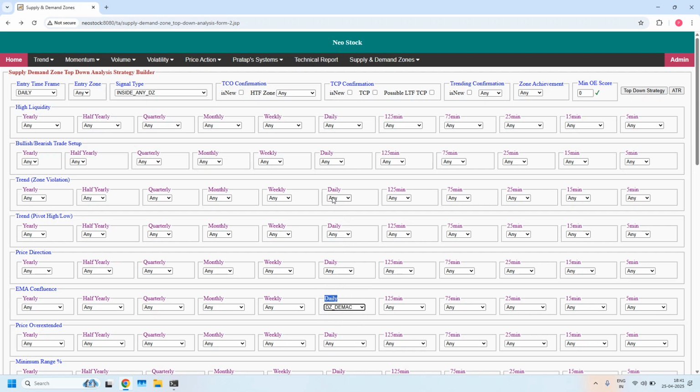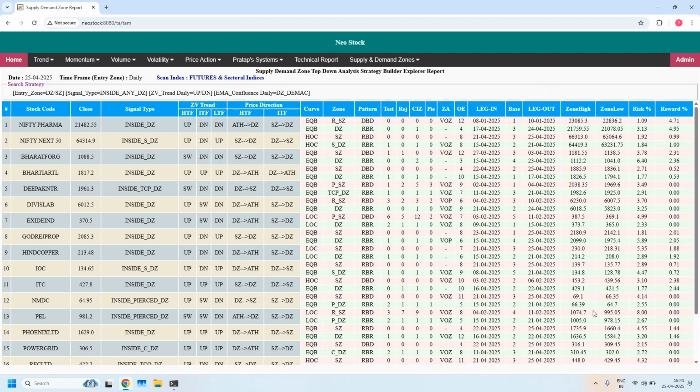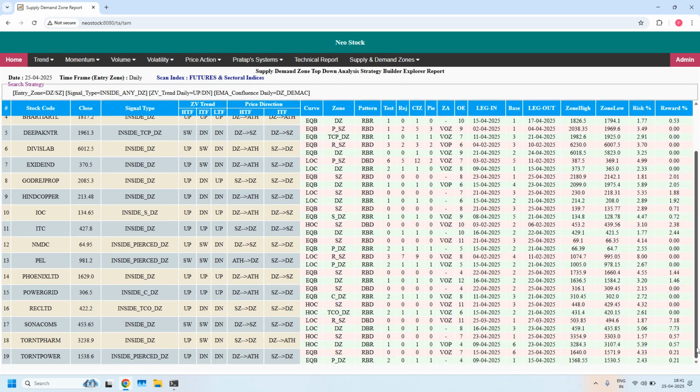At the same time, the trend on the daily time frame should not be sideways. It can be up or down. With these filters, now the list is reduced. First 15 stocks in the list. Scrolling the list down. Total 19 stocks are filtered.